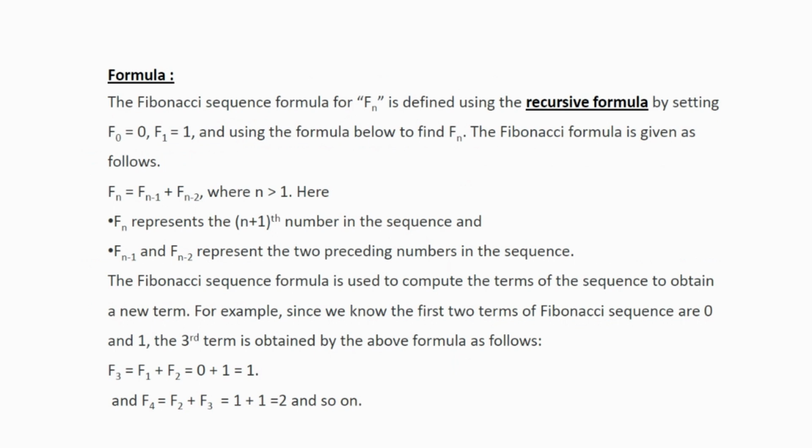For example, since we know the first two terms of Fibonacci sequence are 0 and 1, the third term is obtained by the above formula as follows, F3 equals F1 plus F2 equals 0 plus 1 equals 1. And F4 equals F2 plus F3 equals 1 plus 1 equals 2 and so on. Now we are going to implement Fibonacci number program in C++, using recursion.